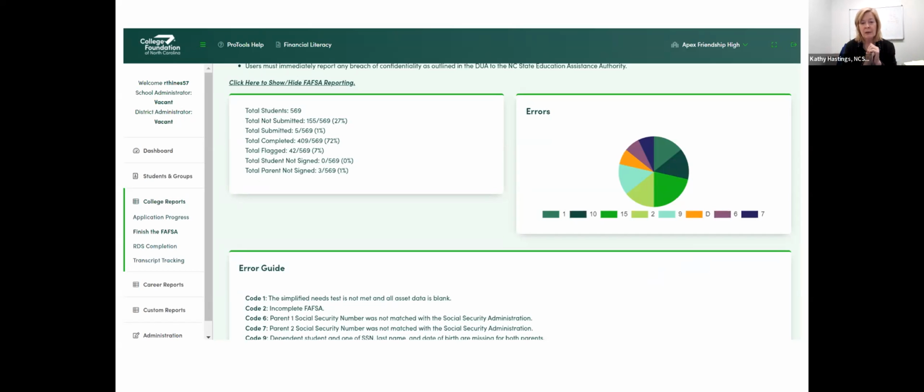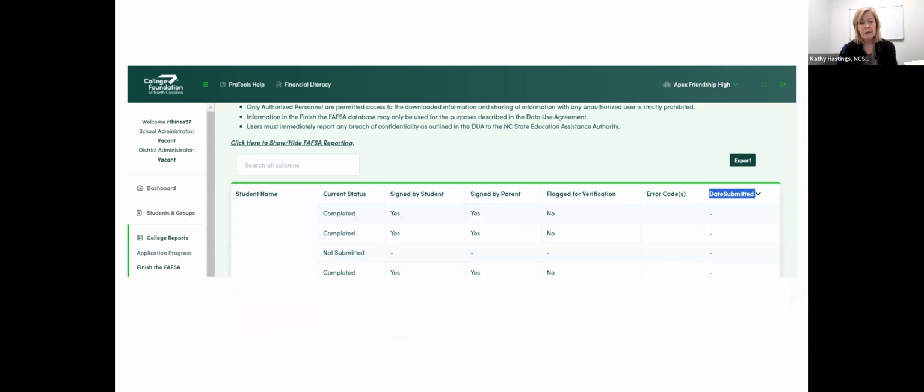The error code at the bottom of the screen gives you an indication of which type of error a number of your students are experiencing. On the next slide, we'll show you a little bit about the look and feel of the report. Student name, obviously we've whited those out because that's protected information, but normally you would see your list of students there, the current status, so either not submitted, submitted, or completed. And then you can see right on that main screen, down to the student level, if they're missing a student or parent signature or whether it's been flagged for verification.